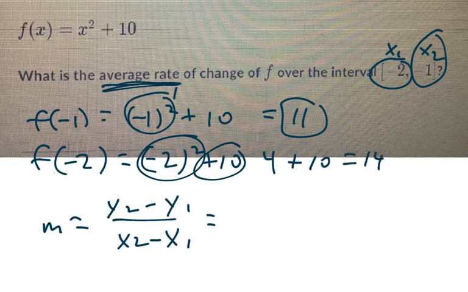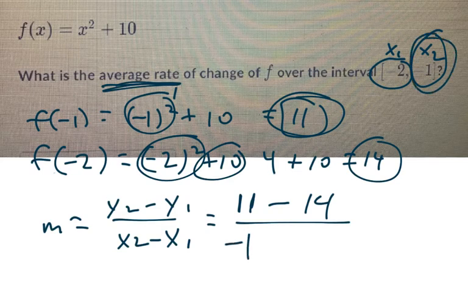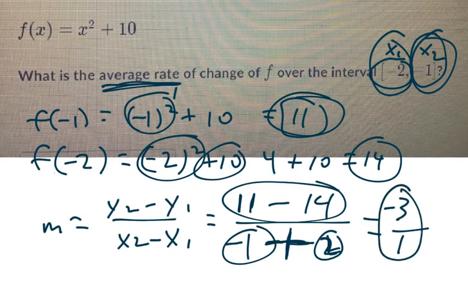So we're ready to go, guys. We're going to take 11. We're going to minus the 14. We're going to take our x sub 2, -1. We're going to minus x sub 1, which is -2. Now this becomes a plus. So 2 minus 1 is simply 1. 11 minus 14 is -3. -3 over 1 is, of course, -3. So we're going to type in -3 into our box, and we're going to get it correct.